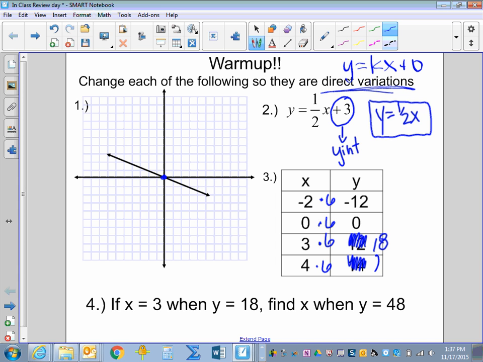So in order for it to be a direct variation, we have to multiply by the same number each time. It has to be the same. It was not the same, so it wasn't a direct variation, so we changed it to be the same. Alright, questions on 1, 2, or 3?